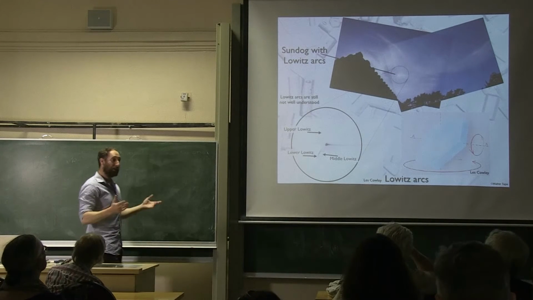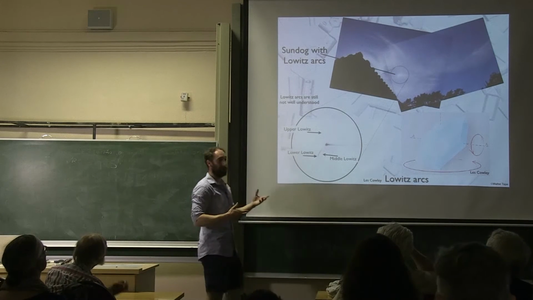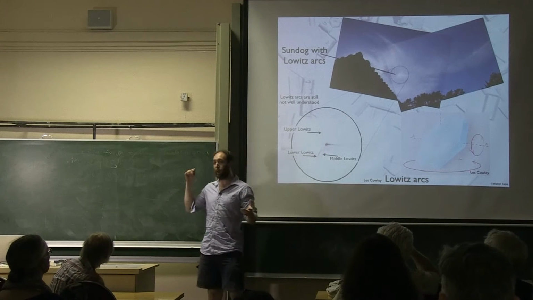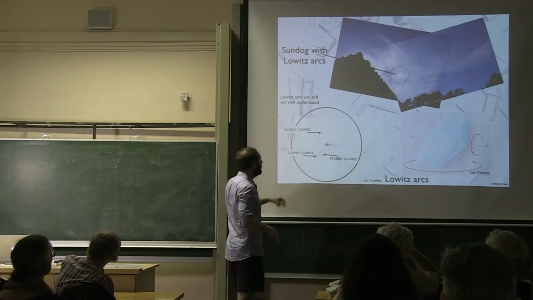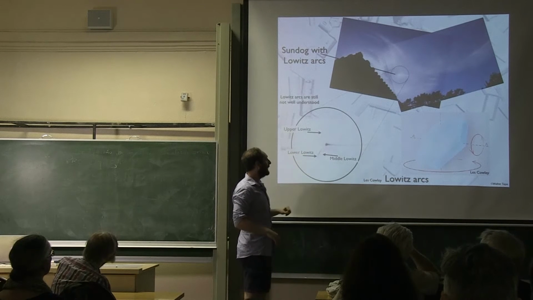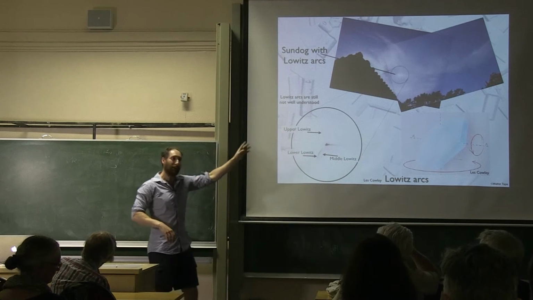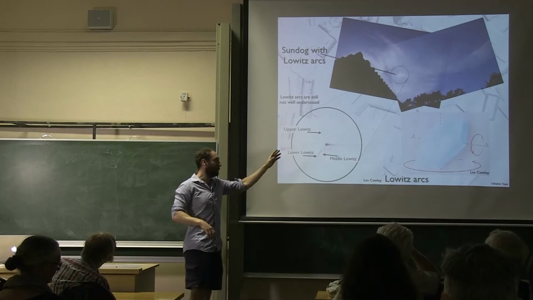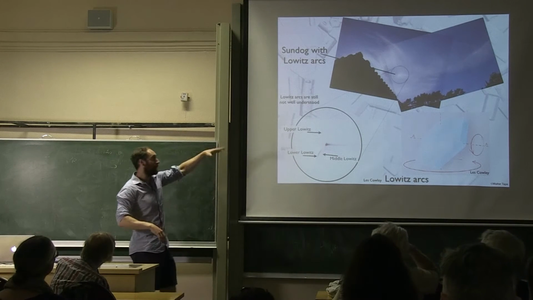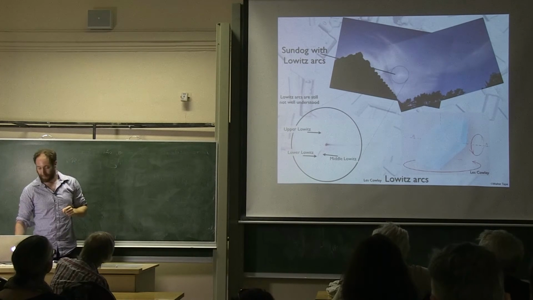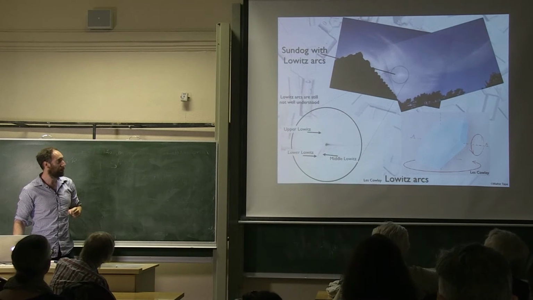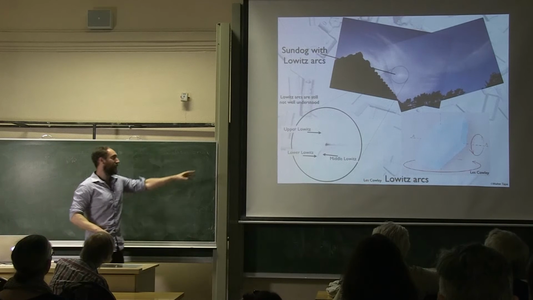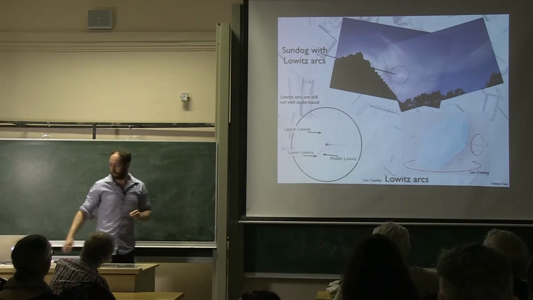You can do simulations of this. Of course, if you know what sort of crystals are in the sky, you can do a simulation and work out the path of light through the different crystals. And this is actually a simulation here of the upper, lower, and middle Lowitz arcs for the particular time of day and the distribution of crystals in the sky and the height of the sun in this particular day. So you can compare there just about between the photo, enhanced photo, and the simulation there.